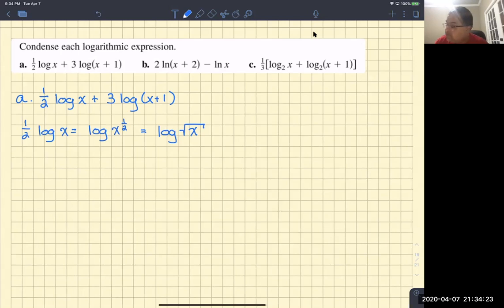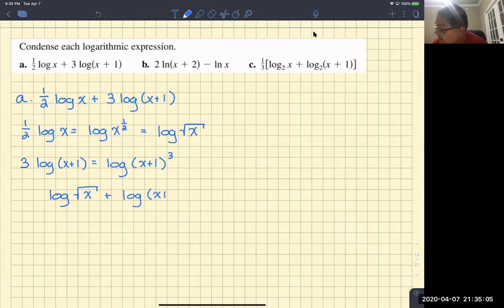Okay, now 3 log x plus 1. The power rule says I can rewrite this as the log of x plus 1 cubed. Okay. So I got rid of any numbers being multiplied to the front of the log by rewriting them as exponents. So now my problem looks like log of the square root of x plus the log of x plus 1 cubed.